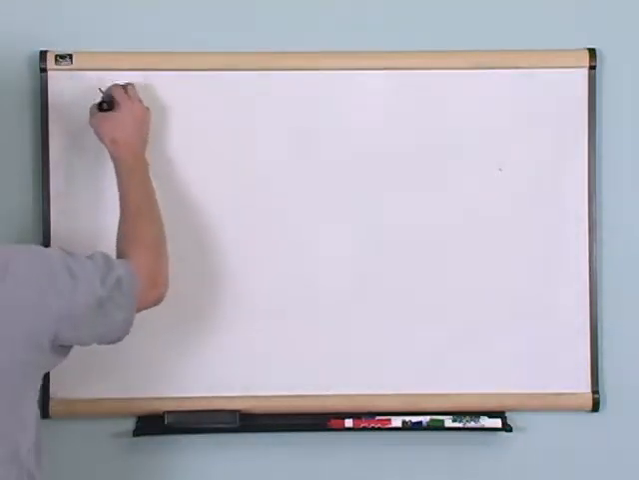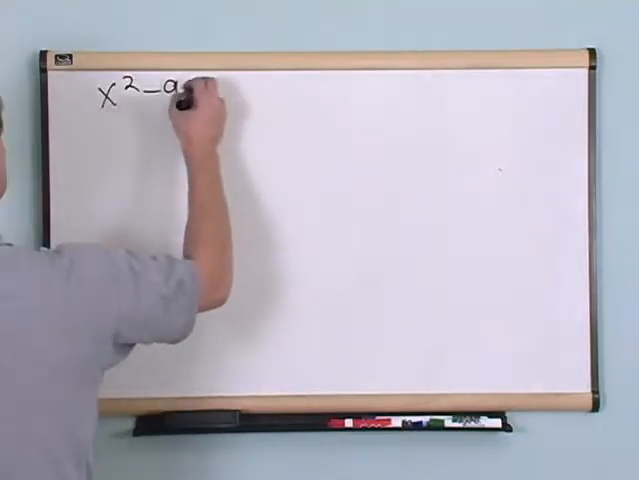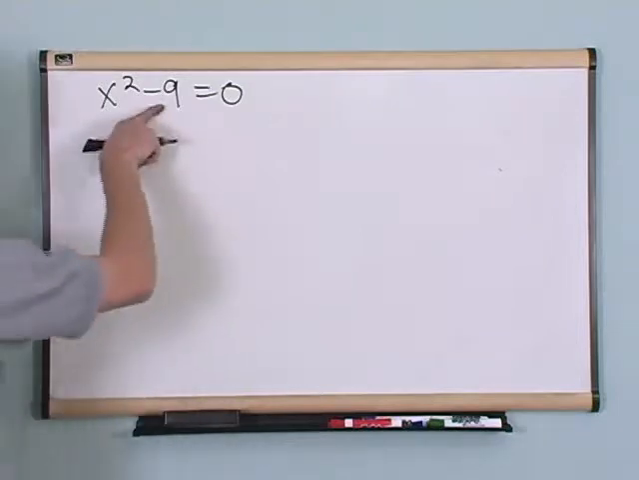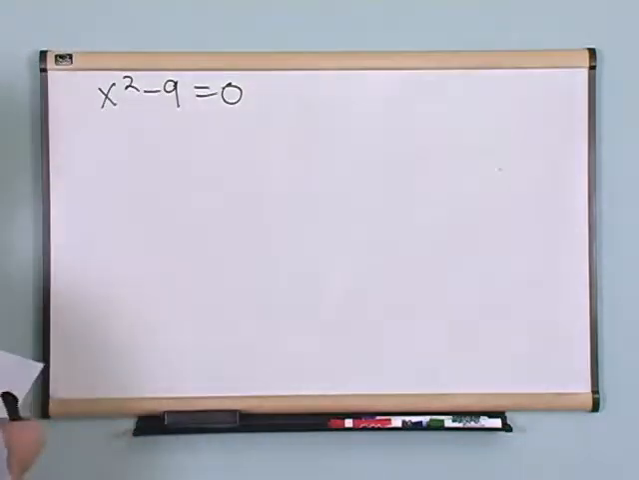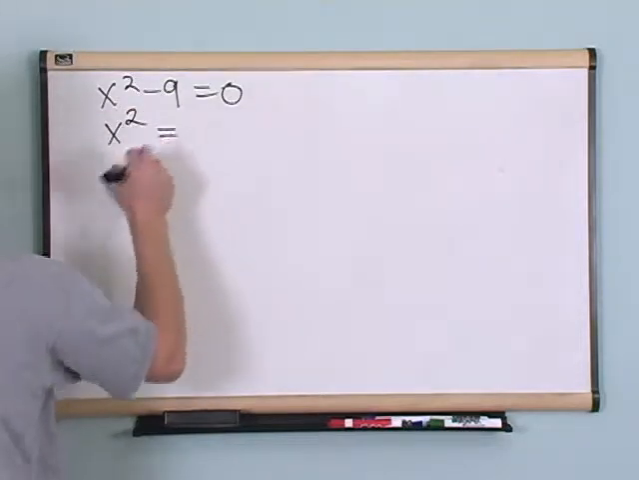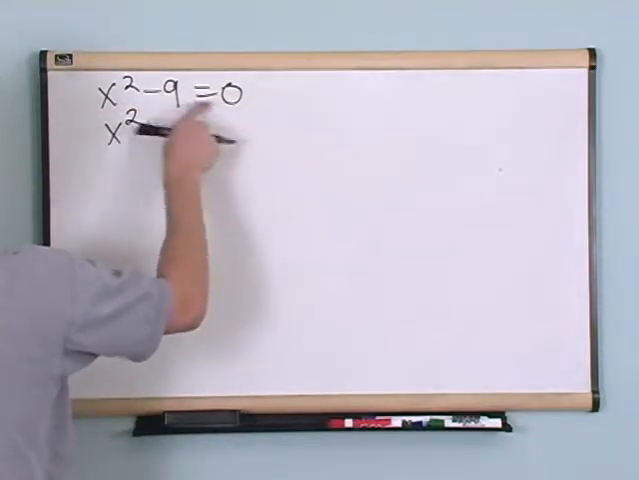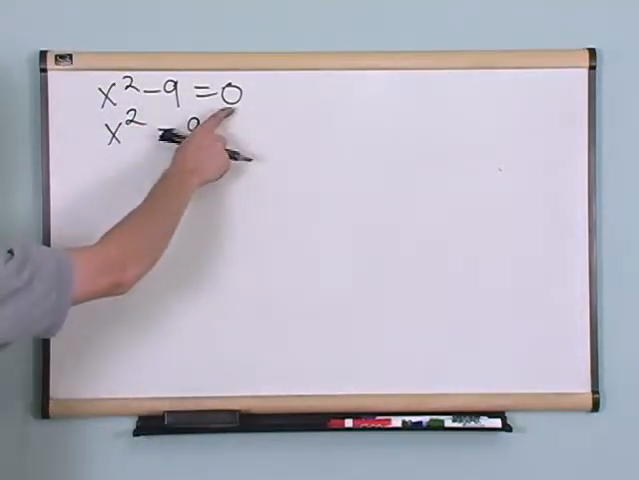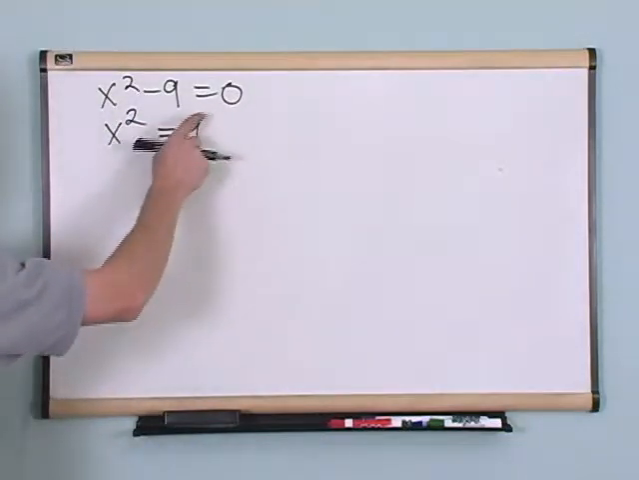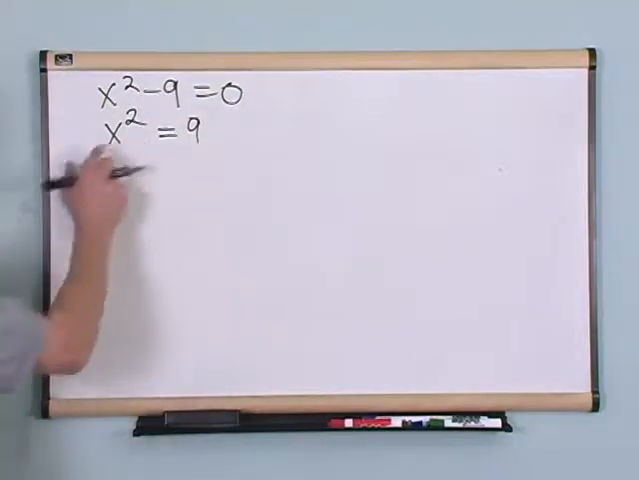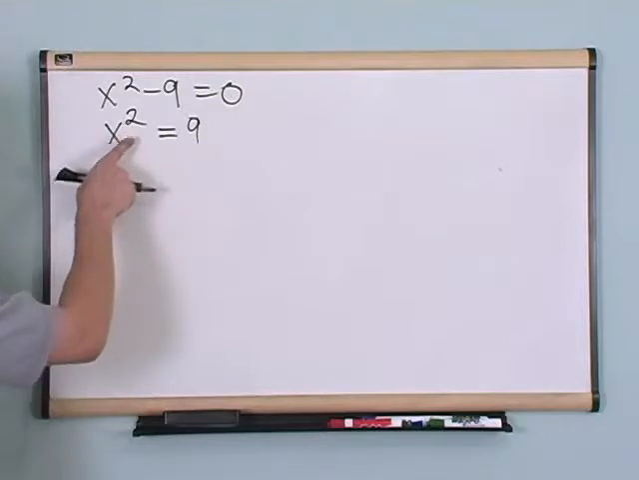If we have, for instance, an equation that looks like x squared minus 9 equals 0, how would I solve that? Well, I could move the 9 over here, and in fact that's exactly what I'm going to do first. x squared equals... I'm going to move the 9 over by adding 9 to both sides. If you add it to this side, 0 plus 9 gives me 9, so that's why I've got that.